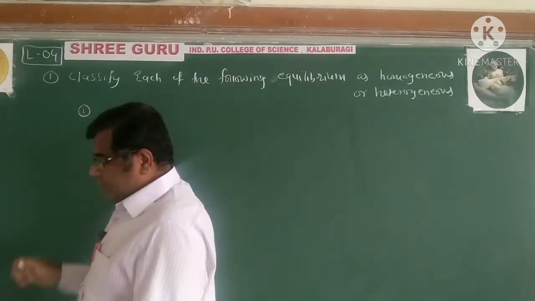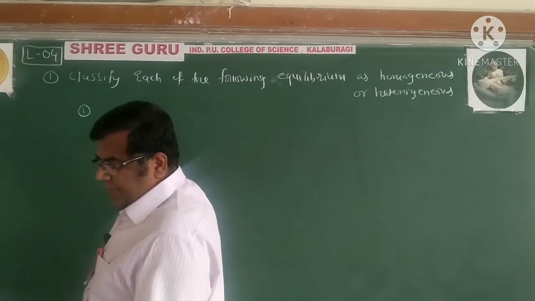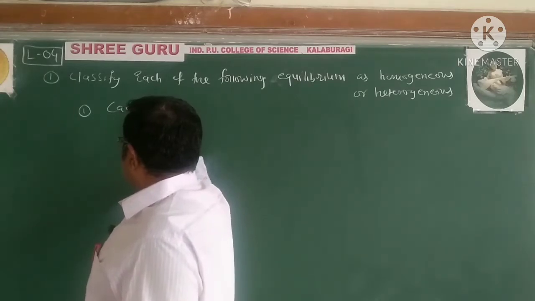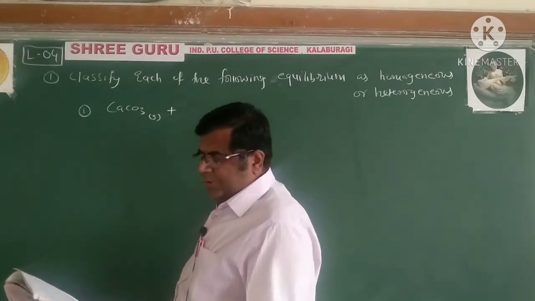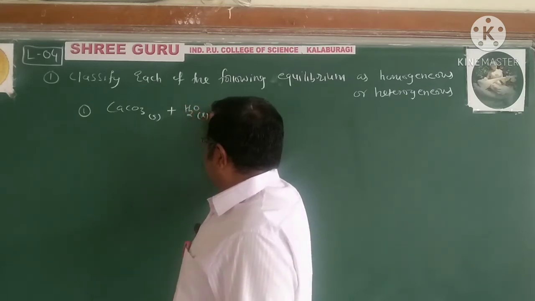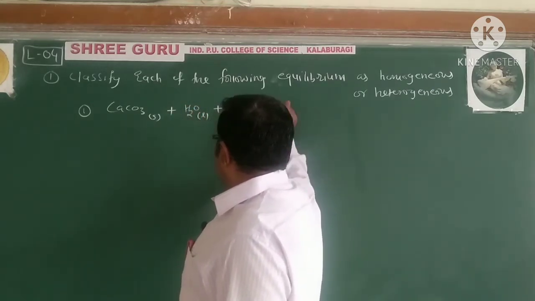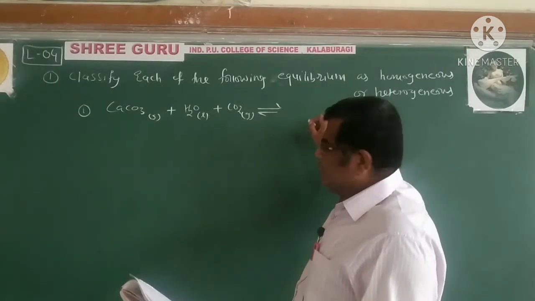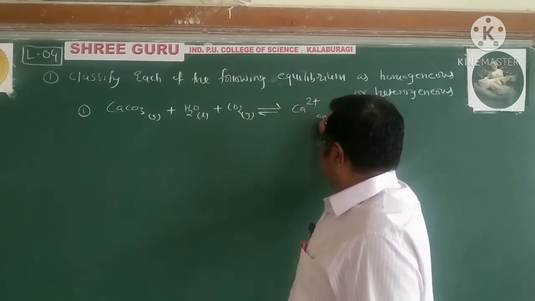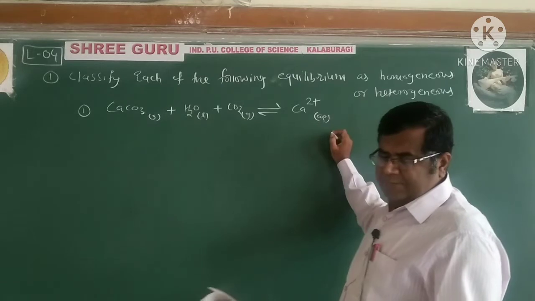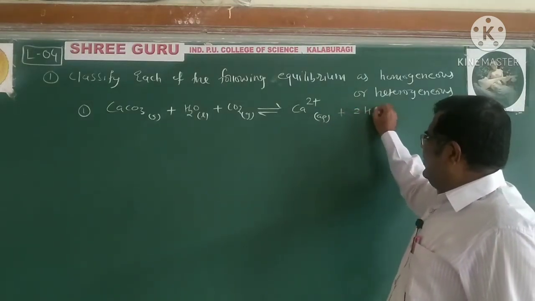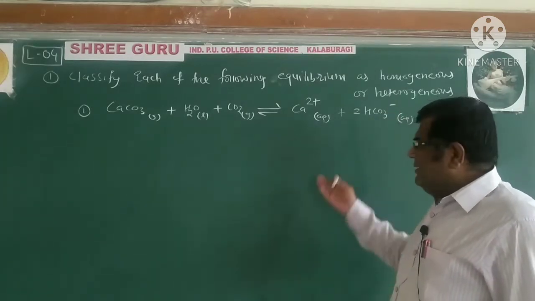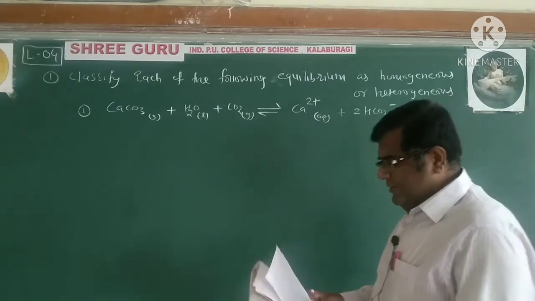So first example is calcium carbonate solid plus H2O liquid plus CO2 gas, and reversely it gives Ca2+ aqueous and 2HCO3 negative aqueous. You can write the answer. I will first write all the questions and then we will see the answers one by one.